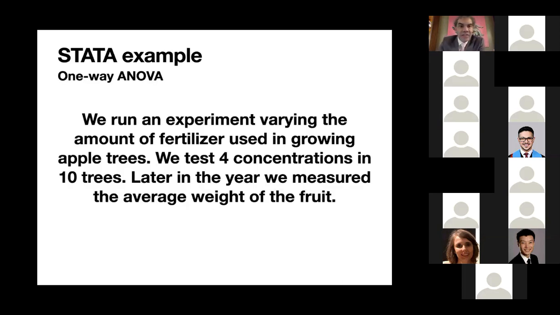This is our first STATA example. It's a one-way ANOVA example. Okay, I'll do it with you. Here we say we run an experiment varying the amount of fertilizer used in growing apple trees. We test 4 concentrations of fertilizer in 10 trees. Later in the year, we measure the average weight of the fruit. Okay, so let me go to STATA.